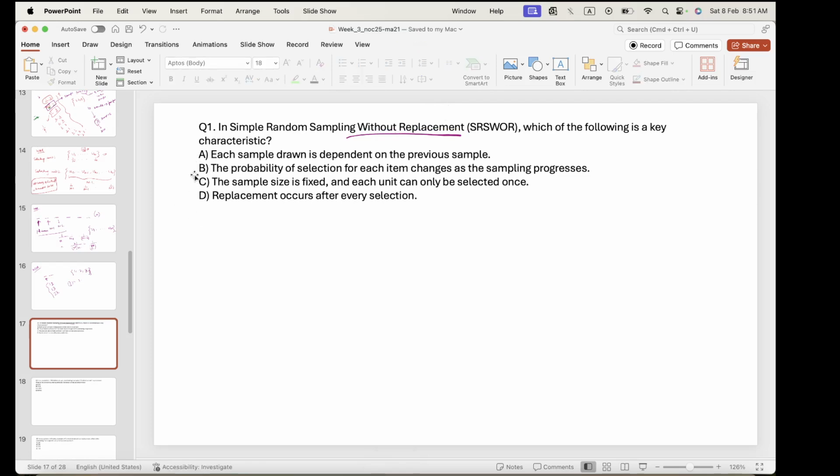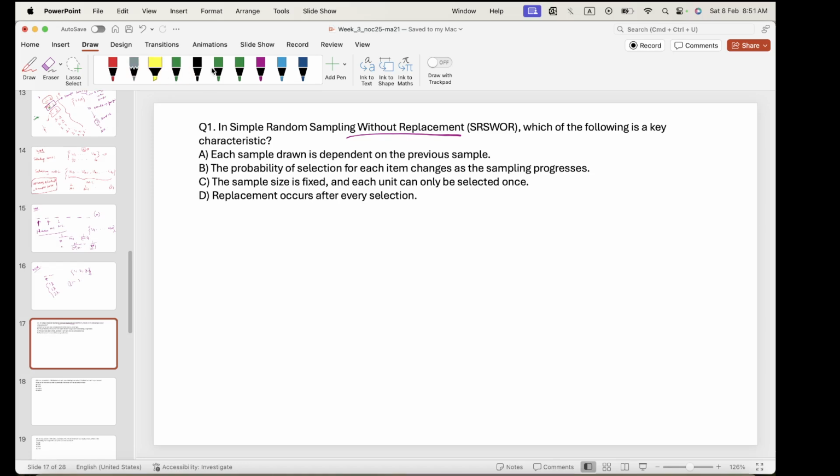Which of the following is a key characteristic? Replacement occurs after every selection. The replacement is not occurring here. Here it's no replacement. Selection probability for each item changes as the sampling progresses.